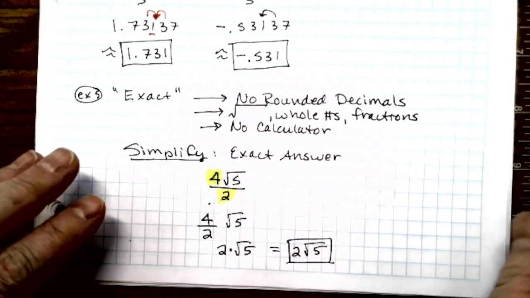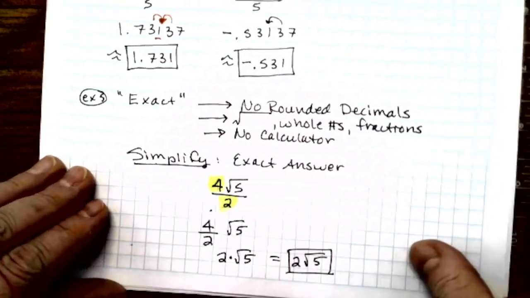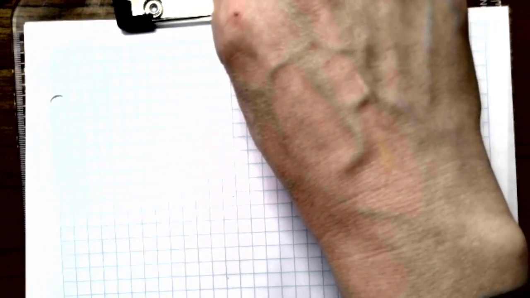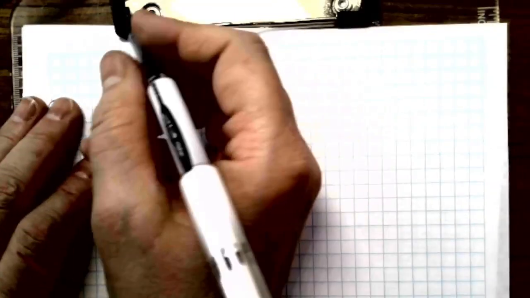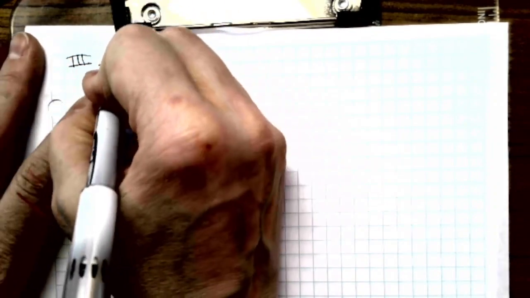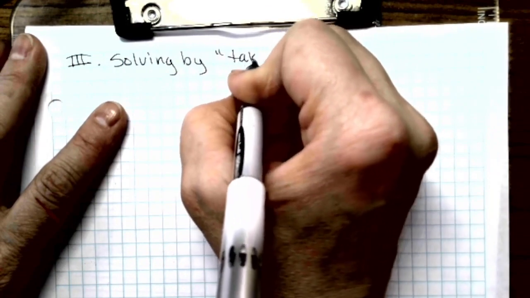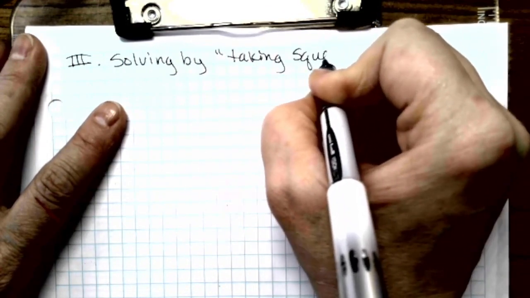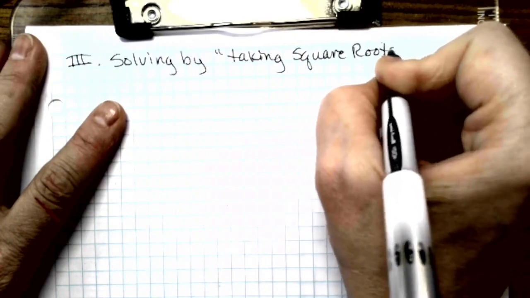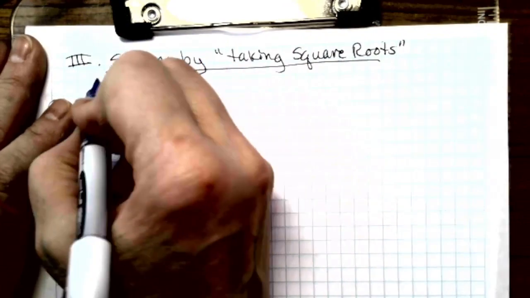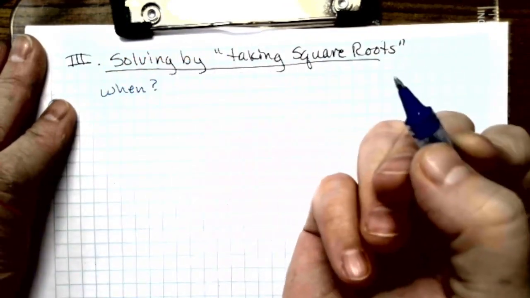All right, so those are going to be some simplifying problems on the homework. So let's go on to Roman numeral 3. This is kind of the culmination here. Roman numeral 3, we're going to do solving by doing something called taking square roots. Okay, so when will we actually use this?